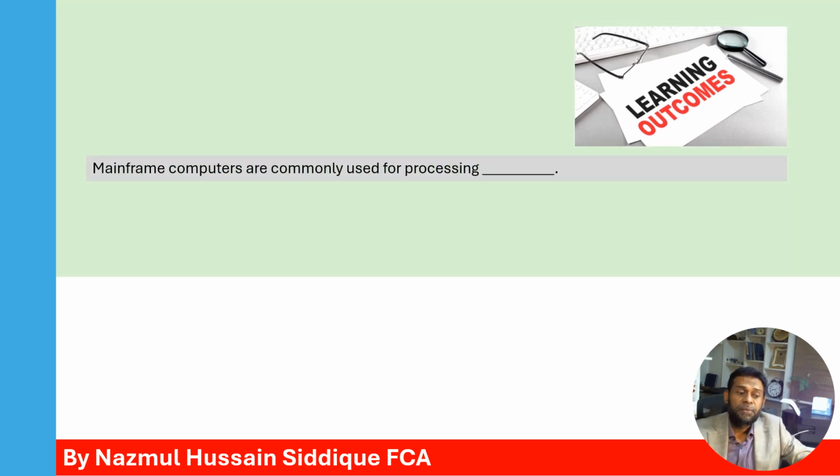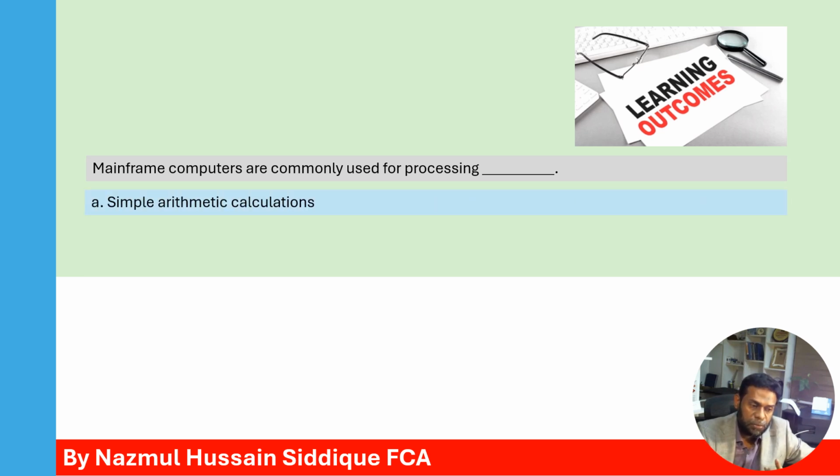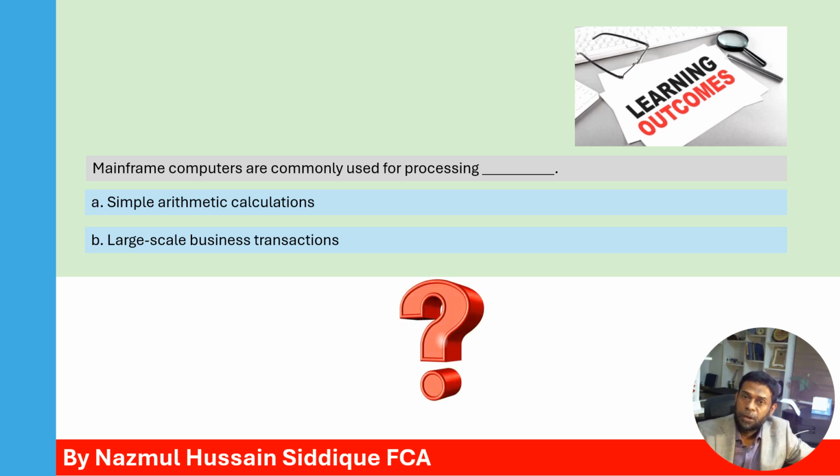Next question. Mainframe computers are commonly used for processing what? There are two alternatives. Option A, simple arithmetic calculations. Option B, large-scale business transactions. Which one will fill the gap? The correct answer is B. Mainframe computers are commonly used for processing large-scale business transactions, not for simple arithmetic calculations.